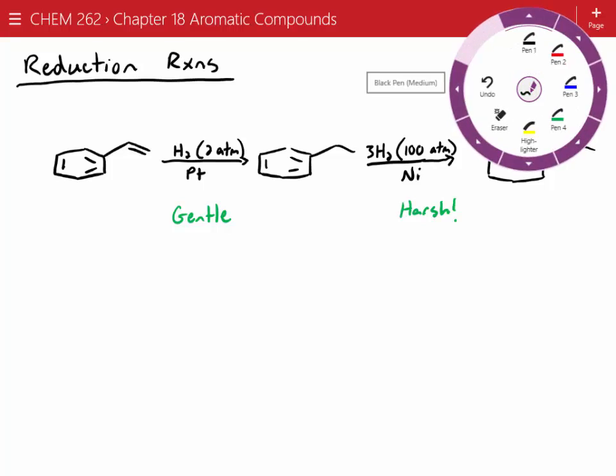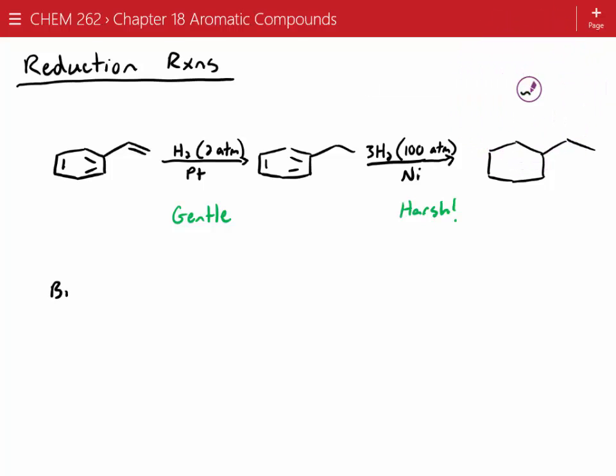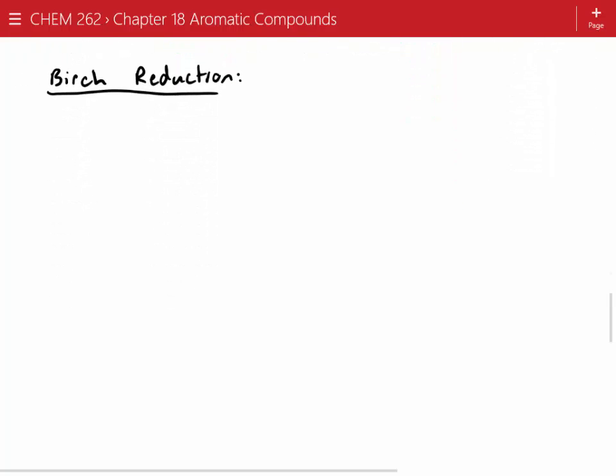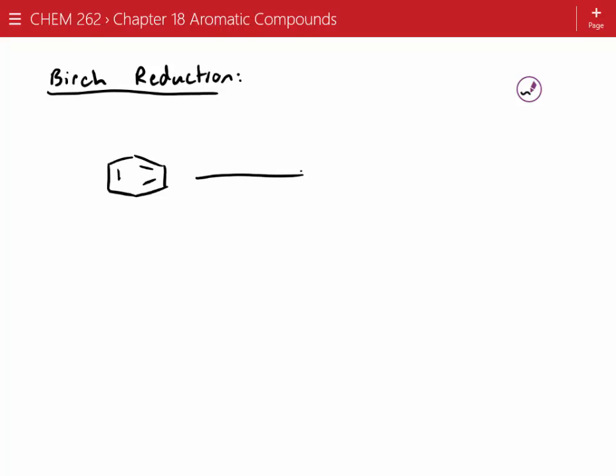All right, the last one, we're not going to cover the mechanism today, is called the Birch reduction. And we'll cover the mechanism tomorrow, but the Birch reduction is slightly different. We take a benzene ring, and we can actually just reduce part of it. And so now we've got an unconjugated system, and in order to do this, we use sodium metal, methanol, and then ammonia. And we'll cover this reaction tomorrow.